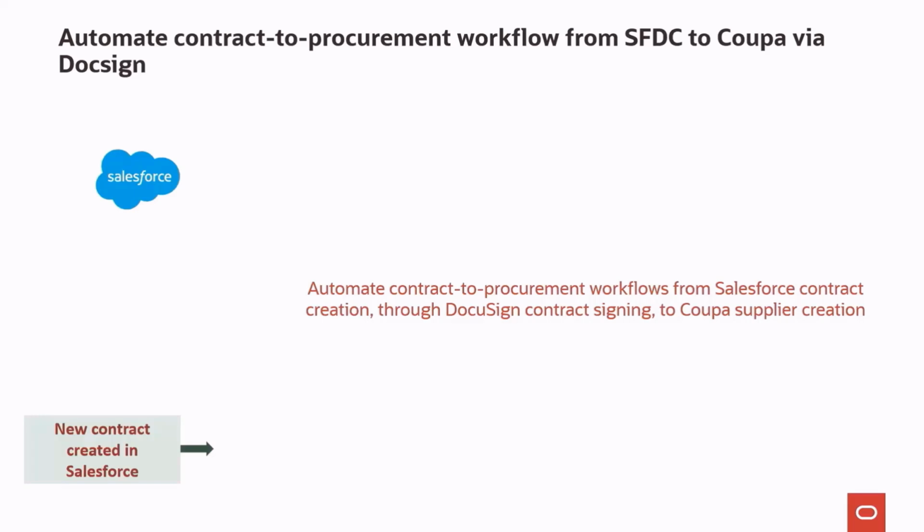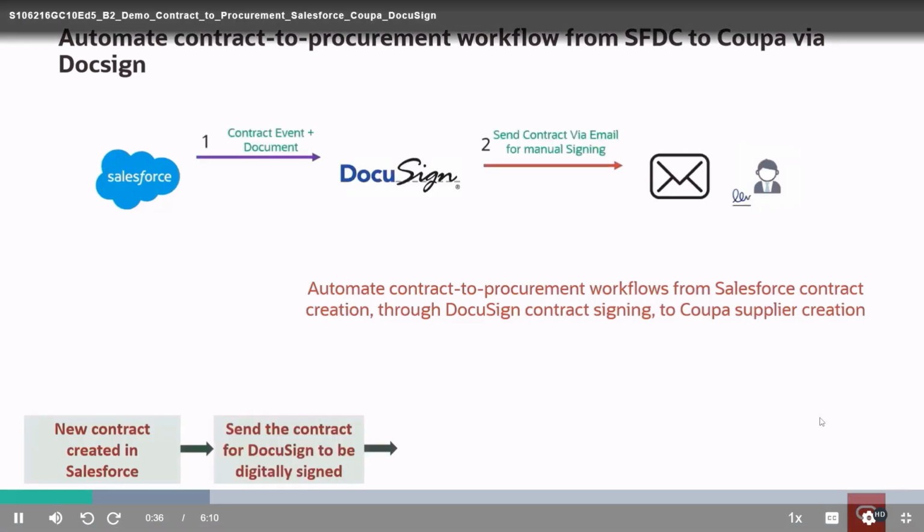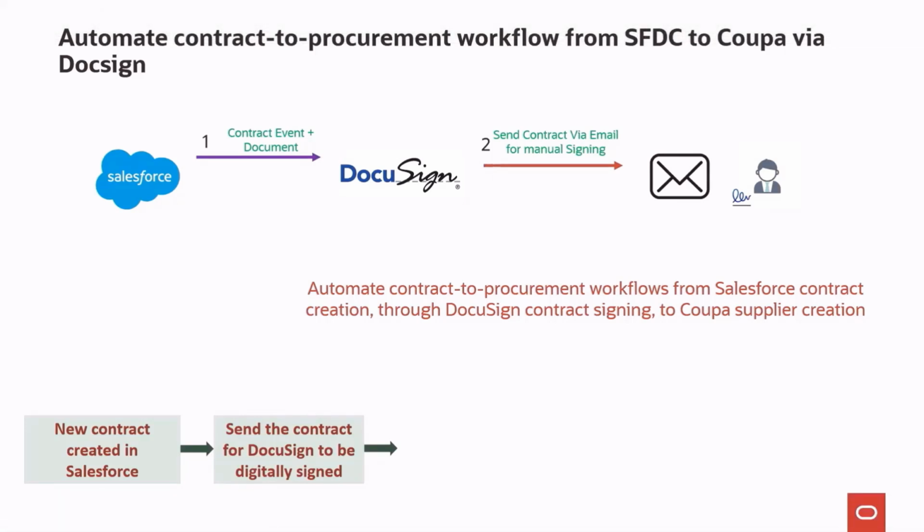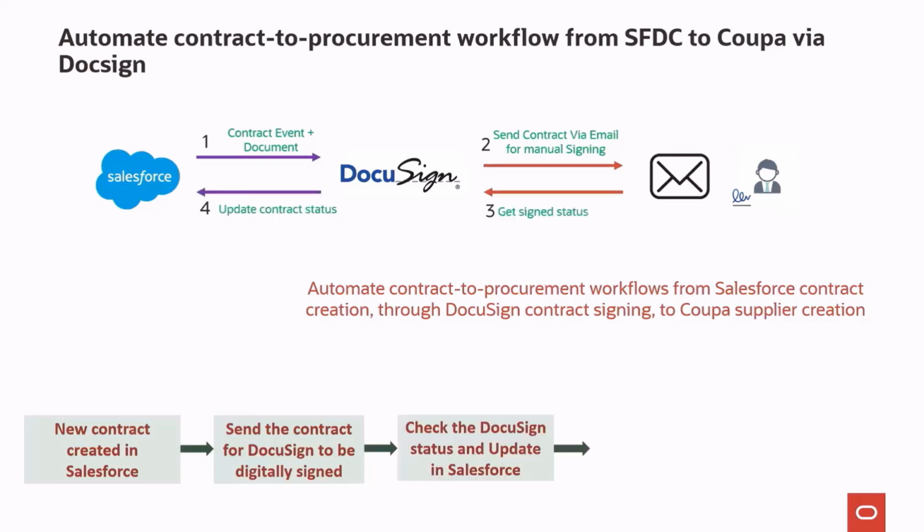Right after a contract gets created in Salesforce, an event gets generated to OIC, and OIC captures the event and sends the contract information and the contract document to DocuSign for the signing to be done by the approving authority. DocuSign sends an email to the approving authority and waits for the approval. Once the approval comes back, DocuSign responds back to Salesforce with the contract signing status.